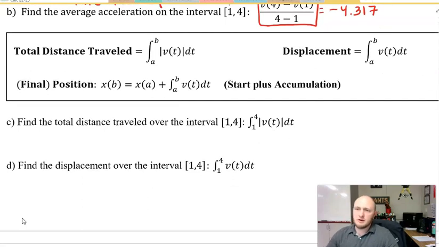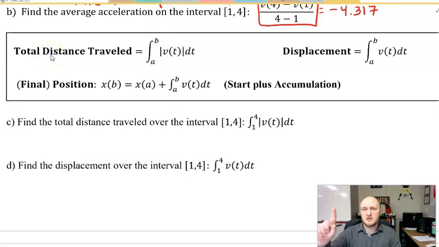Okay, so next, I want to talk about a couple of different ideas that we haven't talked about yet with particle motion, and that is the idea of total distance traveled. We have a particle that is moving in one direction, either on an x-axis or a y-axis, and it's changing direction, and sometimes they ask, what's the total distance that particle traveled? Well, in order to get the accumulation of the velocity, you're going to integrate the velocity from whatever limits they give you.